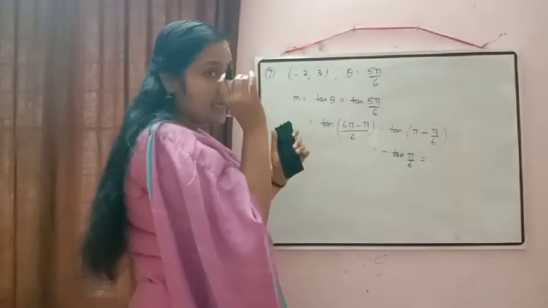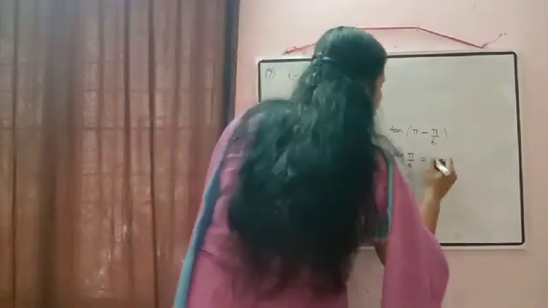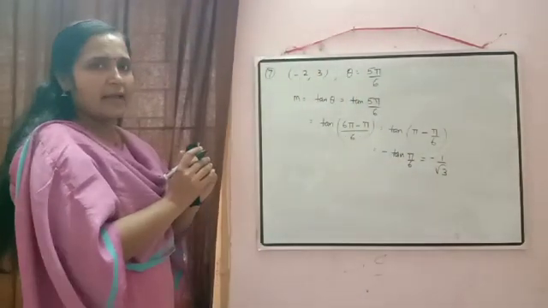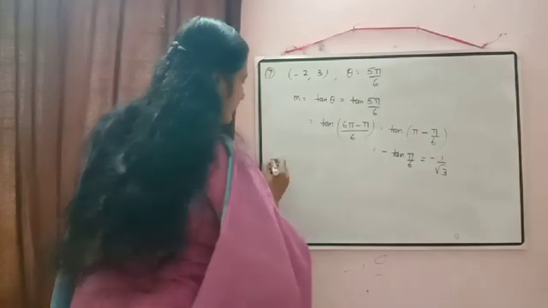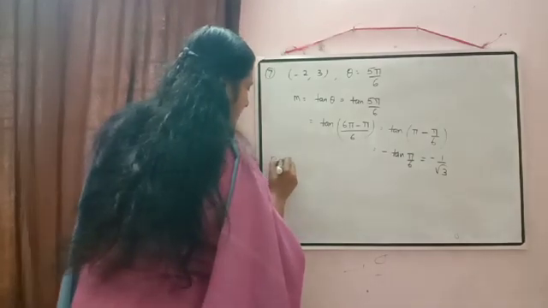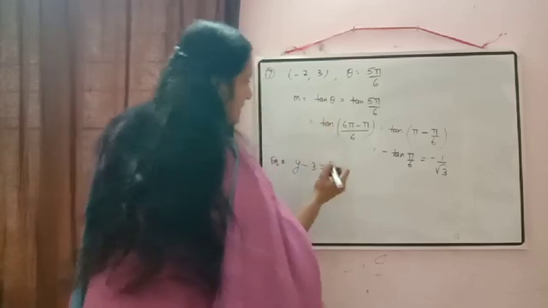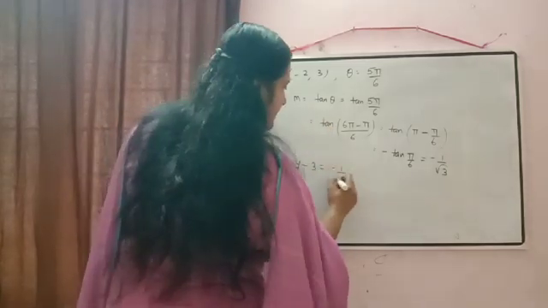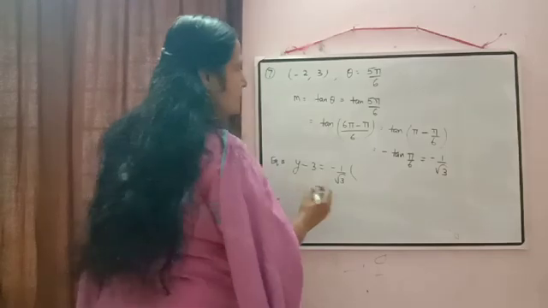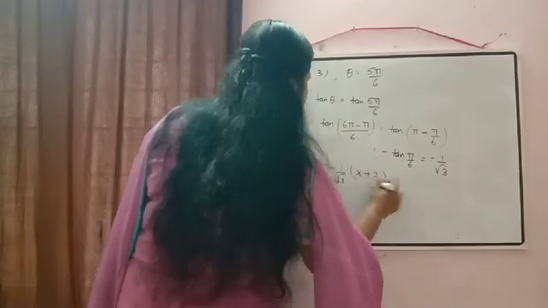And what is tan 30 degree? 1 by root 3. So we will get the slope is equal to minus 1 by root 3. Now we can frame the equation. Just write down the equation: y minus y1, so y minus 3 is equal to m, that is equal to minus 1 by root 3 into x minus x1.